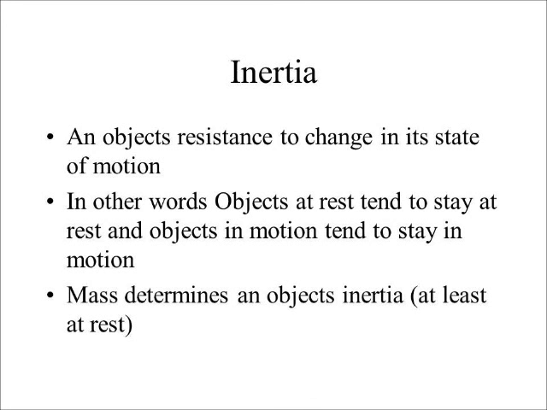Later we'll talk about momentum being mass and velocity. And when we talk about an object at rest staying at rest and an object in motion staying in motion, the staying at rest is defined typically by its mass, but an object in motion staying in motion typically is defined by its mass as well as its velocity.